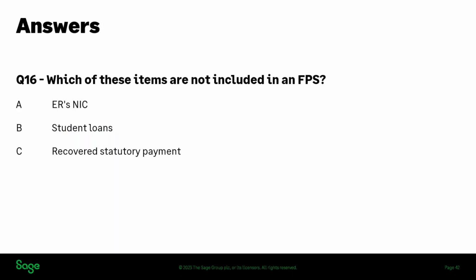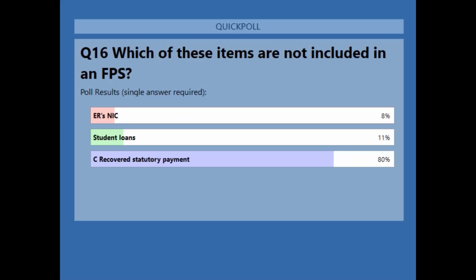Okay, so that leaves us with the final question of the session today, which was, which of these items are not included in an FPS? Was it the employer's national insurance? Is it student loans, or is it recovered statutory payments? Let's have a look at the results, and then Duncan will let us know who was right.